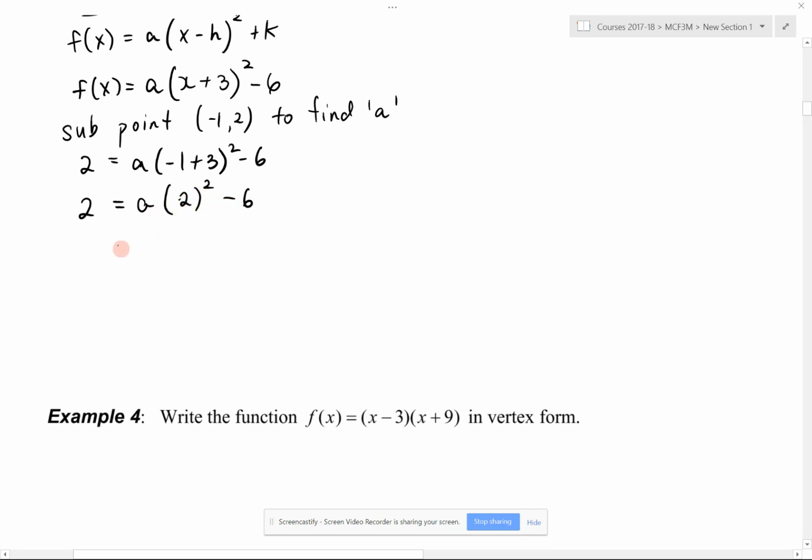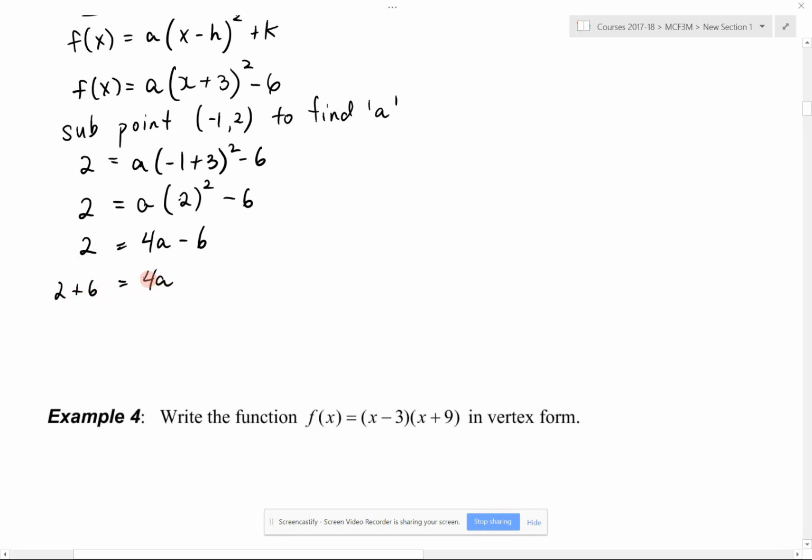So 2 squared will be evaluated to become 4, so we have 4a minus 6. And then the goal is to isolate a, so I'm going to do reverse order operations here. So minus 6, I'll add 6 to both sides. So on the right side, the 6 goes away. I'm left with 4a. On the left side, I have 2 plus 6, which is 8.